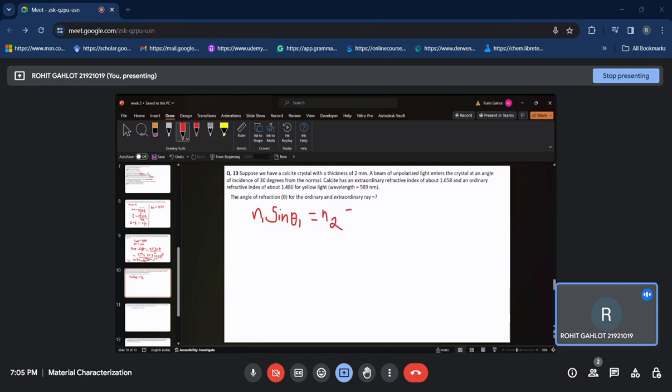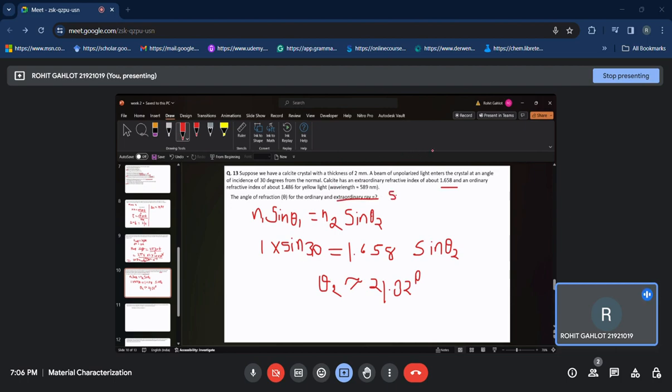this will be equal to your n2 sine theta 2. So we can solve, n1 is the outside of the crystal, which can be taken as air, and your sine theta 1 is 30 degree, which can be equated as n2 is your calcite, so it is given as 1.658 times sine theta 2. From here we can find out the theta 2 value. So this will be coming around 21.32. So this is for the ordinary ray, and if we talk about the extraordinary, this won't be following your Snell's law.